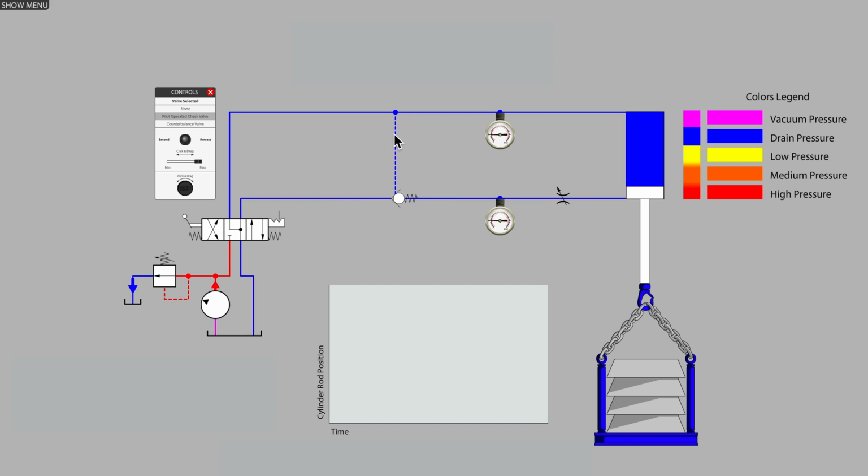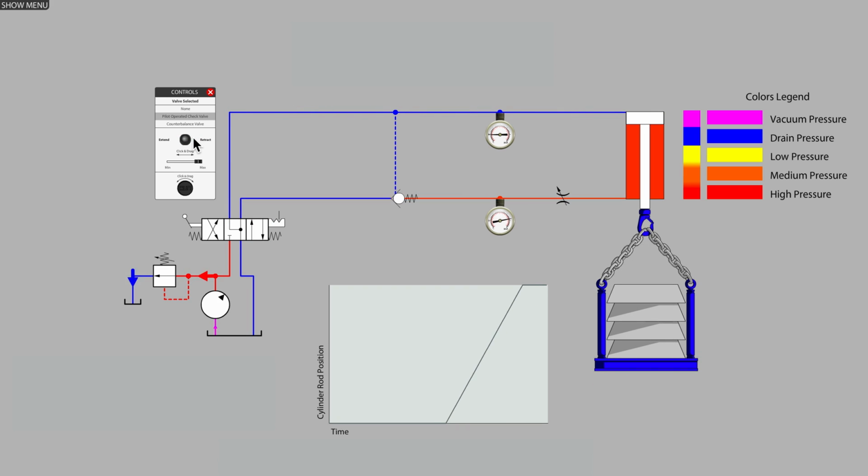There is no flow on this dash pilot line. It is only a pressure signal to a piston inside the check valve that lifts the ball off the seat during that right to left flow. Let's operate the directional valve to retract the cylinder, raising the load.